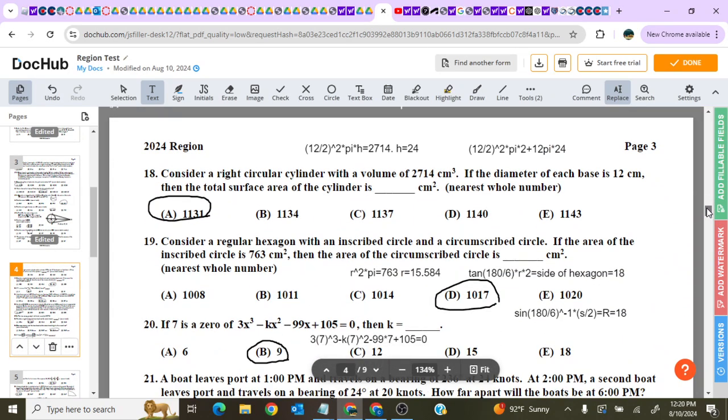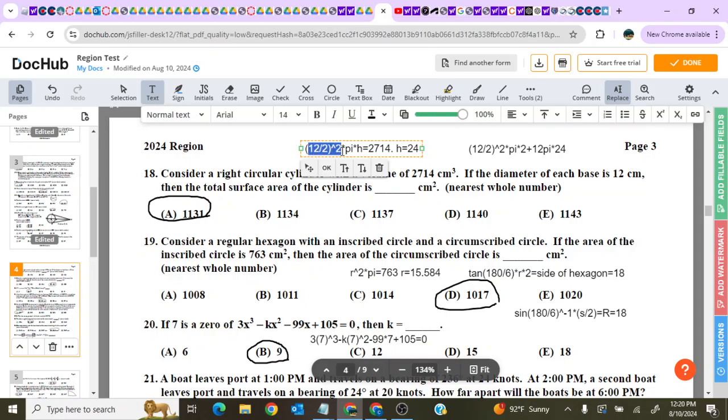18, consider a right circular cylinder with a volume of 2714. The diameter of the base is 12. What is the surface area of the cylinder? Well, the volume of the cylinder is r squared times pi, the area of your base, times your height, which will get you 2714. Put that in EQ solver and you'll get a height of 24.